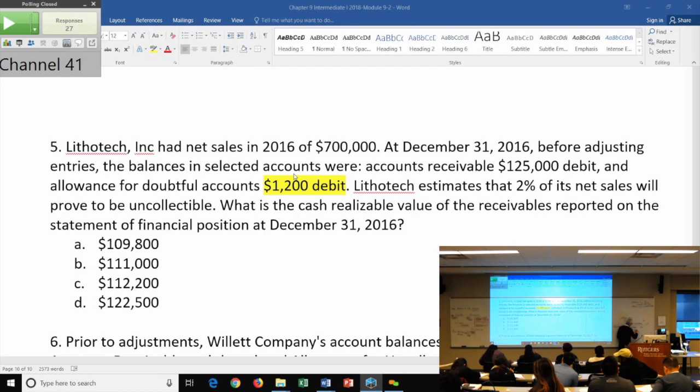So you restore the allowance account. You restore the allowance, you put the customer back. That would be their credit rating is now recovered. And then you have the cash, and then a cash receipt.